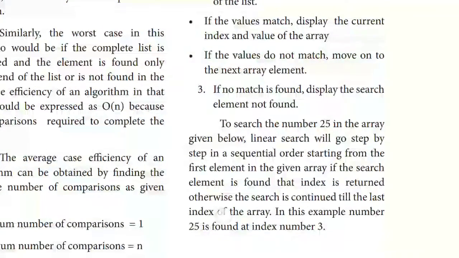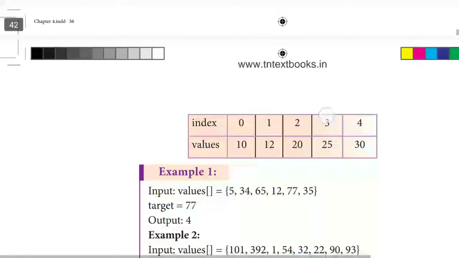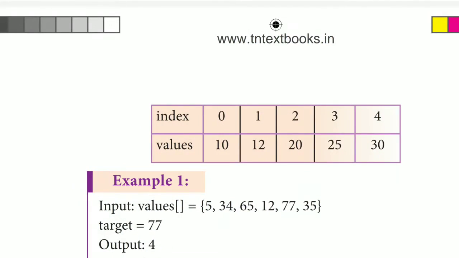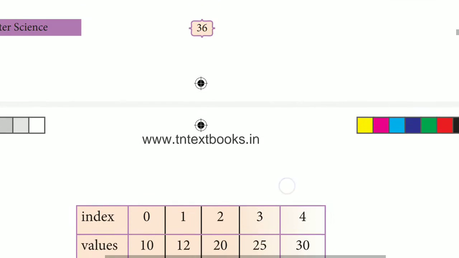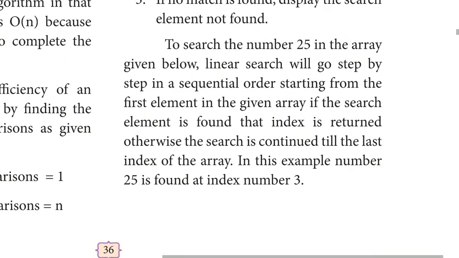Here they have given one example. Here you can see this is the array, with the values or elements 10, 12, 20, 25, 30. At the top of every element they have given some number: 0, 1, 2, 3, 4. That is the index, that is the address.